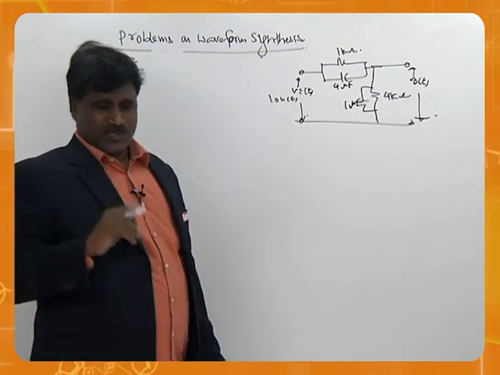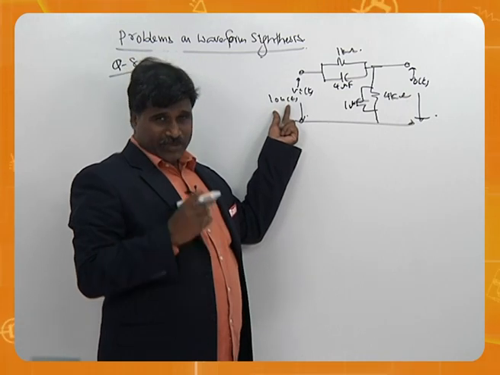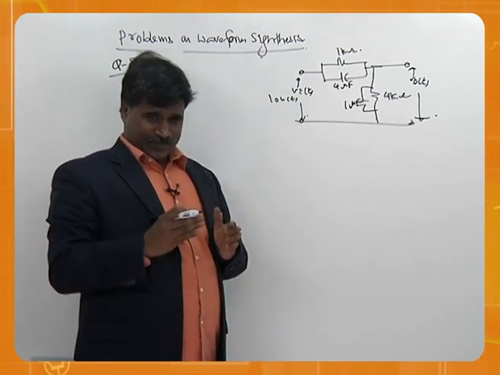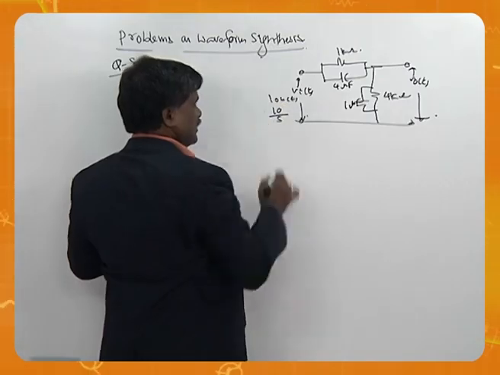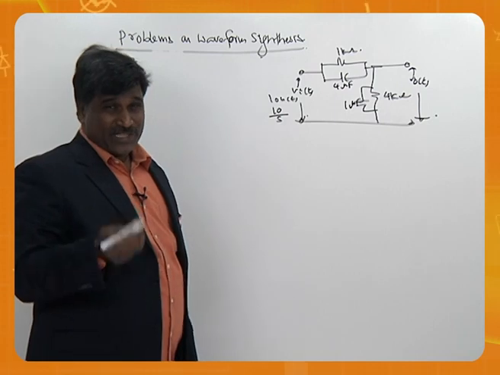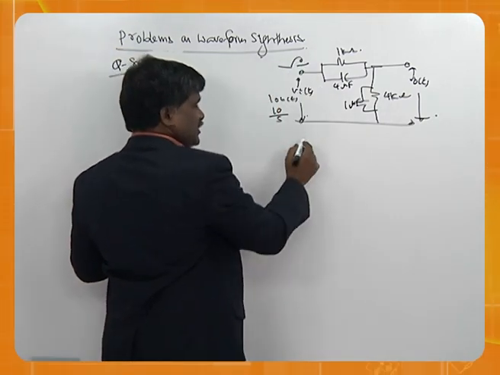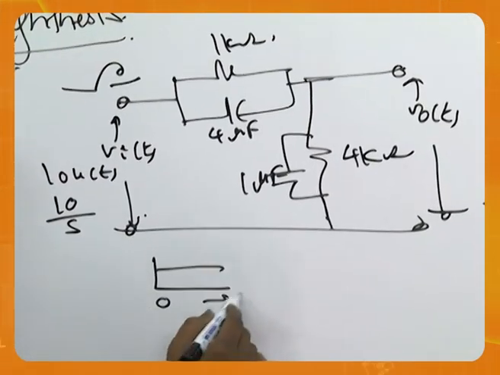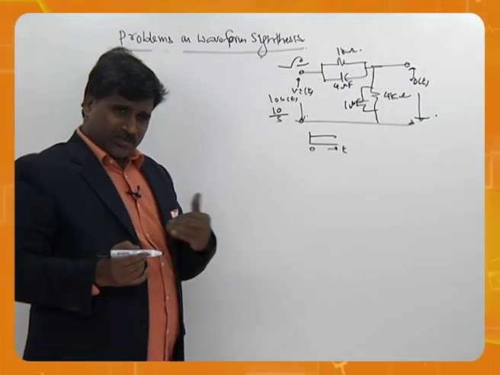Why am I bringing all these problems under this topic? Because this is also under waveform synthesis, in the sense to say it is ut. And what is the transform here? 10 by s. Where is the switch actually? Switch is not there, but it is acting as a switch, because step means starting from 0. So whenever there is a ut, you have to take it as a switch.